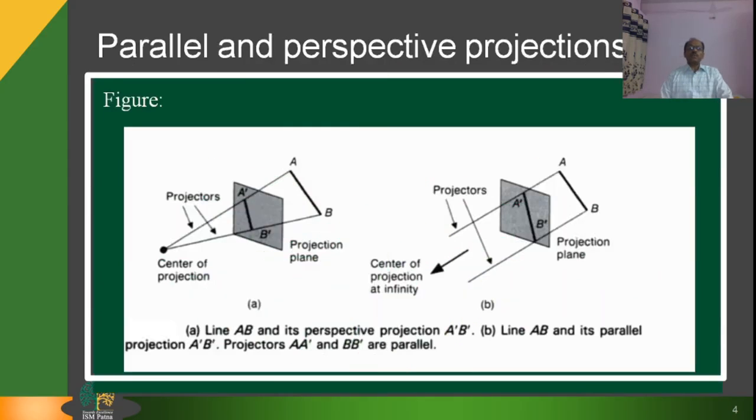On the screen you are seeing two figures A and B. In A, line AB and its perspective projection A dash B dash, whereas line AB and its parallel projection A dash B dash in figure B. Projectors project A as A dash and B as B dash.